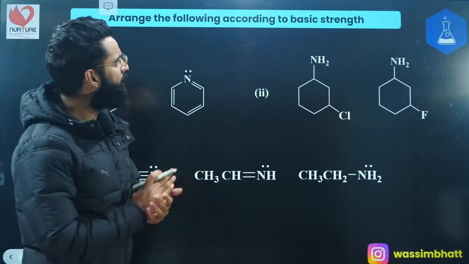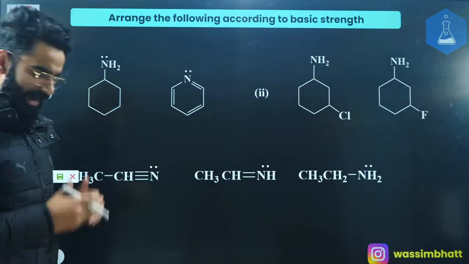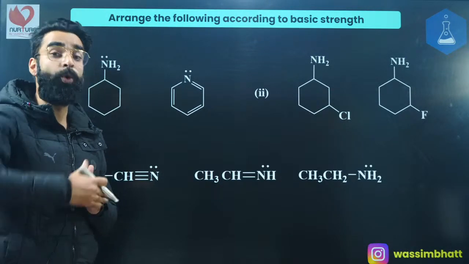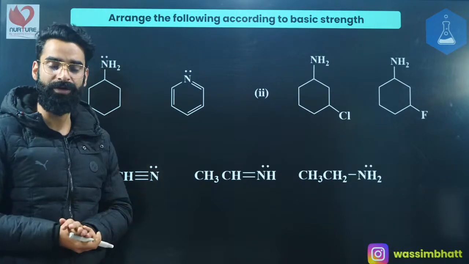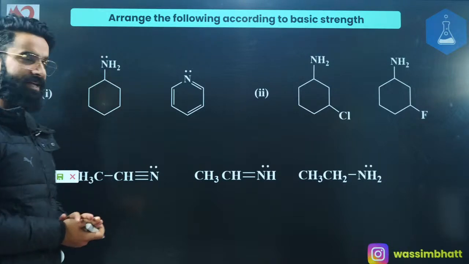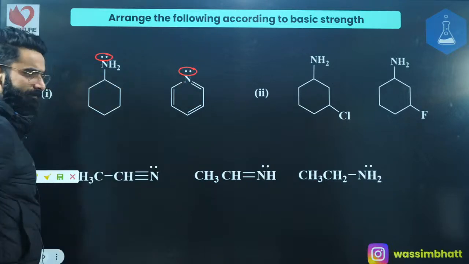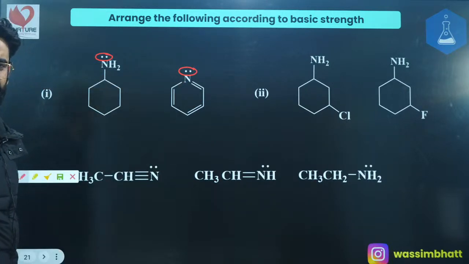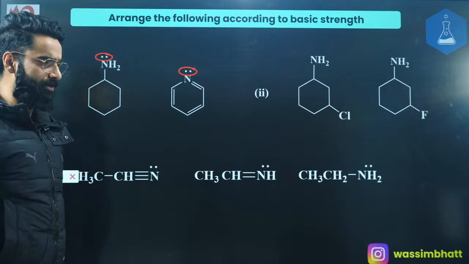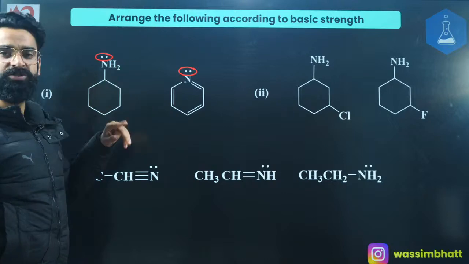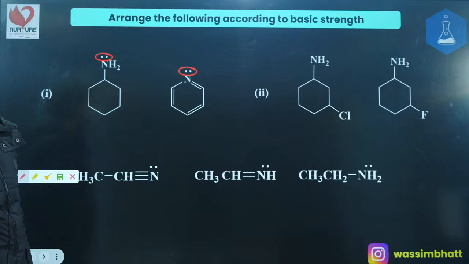Alright, arrange the following according to their basic strength. How do we compare the basic strength? Any substance which has got the tendency to donate a pair of electrons acts like a base. See, this nitrogen has got the lone pair, this nitrogen has got the lone pair. So among the two, the nitrogen which has more tendency to donate the lone pair is going to be more basic.